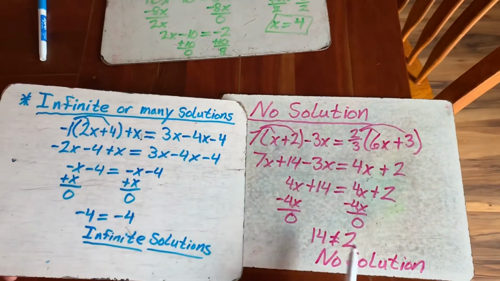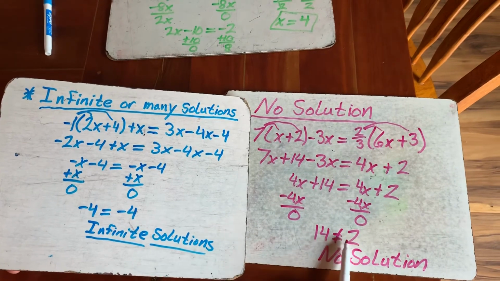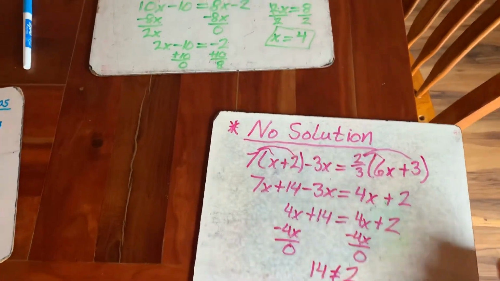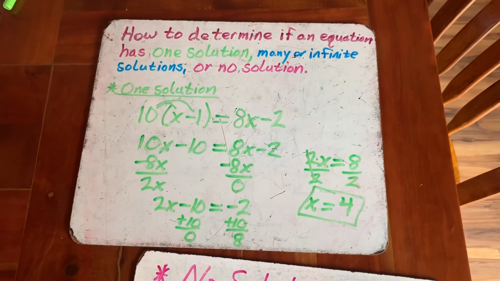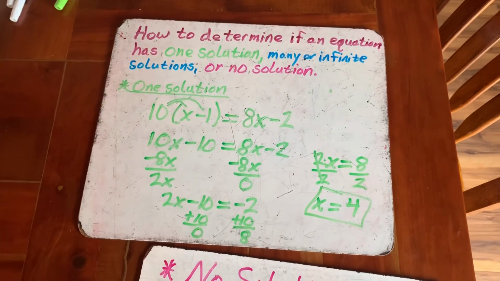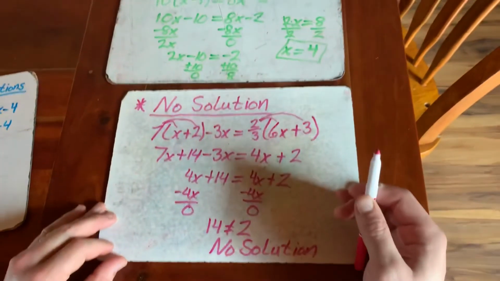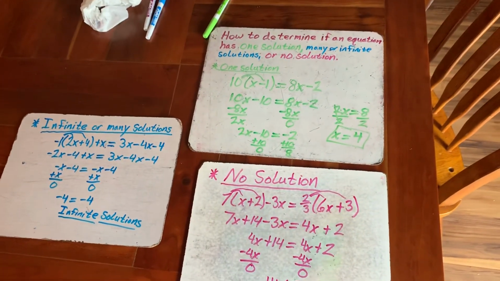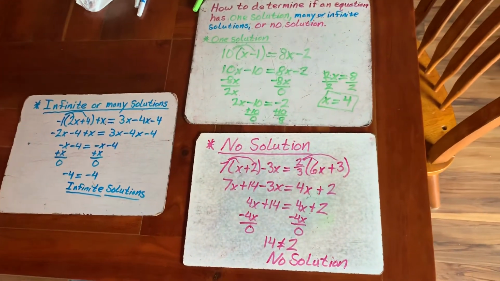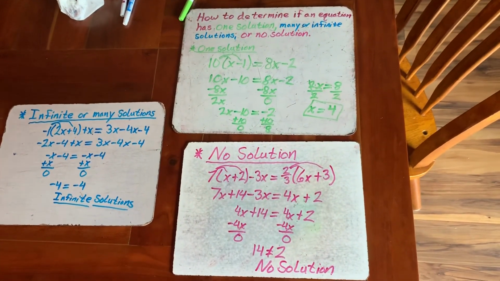Okay? So the difference between infinite and no solutions is the fact that the numbers will match at the end for infinite, and the numbers will not match at the end for no solution. And then, of course, one solution is you get your one number, your one solution for x equals that number and that number alone. Okay? So that's the difference between the end result of one solution, infinite solutions, and no solution.